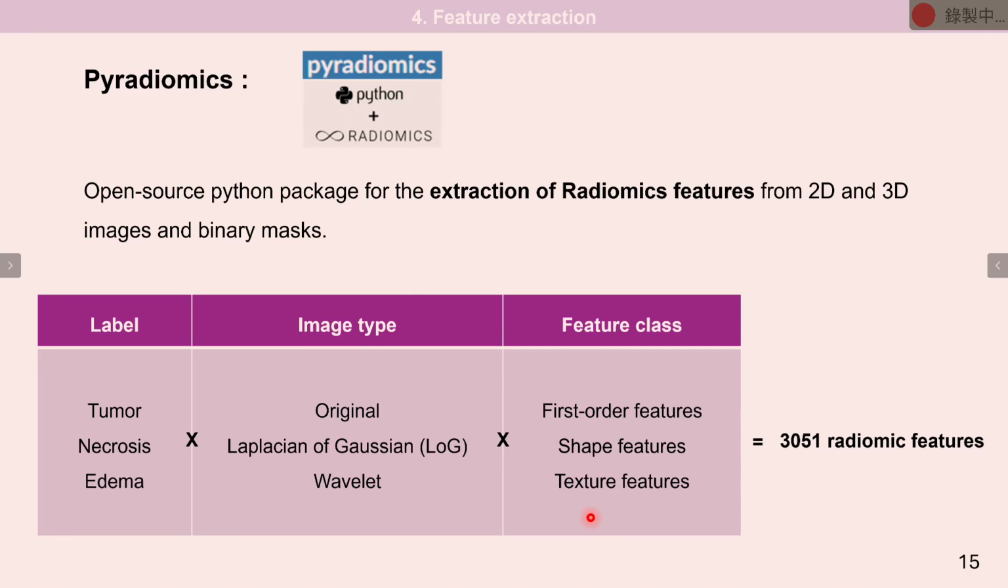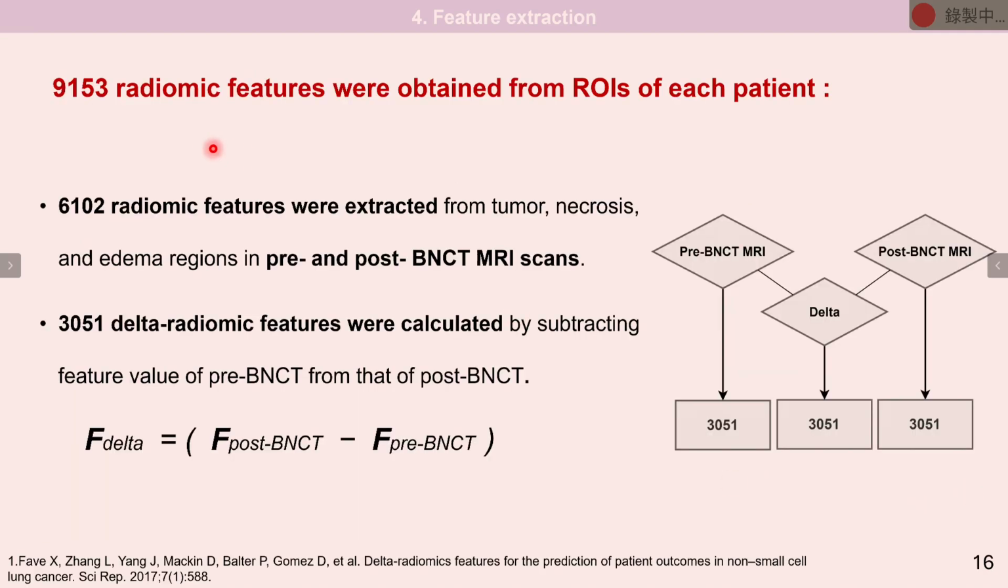Finally, 9,153 radiomic features were obtained from the regional features of each patient. Among them, 6,102 radiomic features were extracted from the regions in pre-BNCT and post-BNCT MRI scans. And the other feature is called delta radiomic feature. This feature was calculated by subtracting the feature value of pre-BNCT from post-BNCT radiomic features. And it also generated 3,051 features.